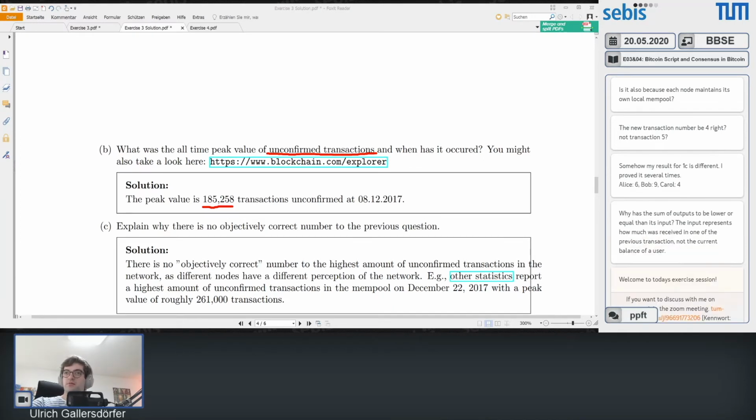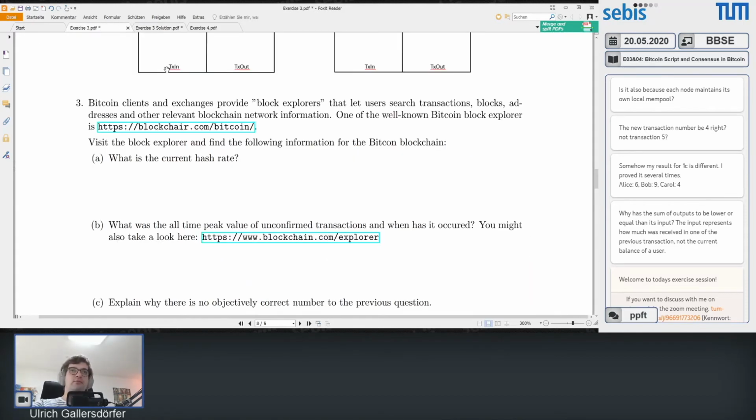And take one question from Tweetback. It is also because each node maintains its own local memory pool. Exactly. So that's what I wanted to say, or that's the message of my talk. Every node maintains their own memory pool, fills it, and so that's very subjective. Okay, moving on.